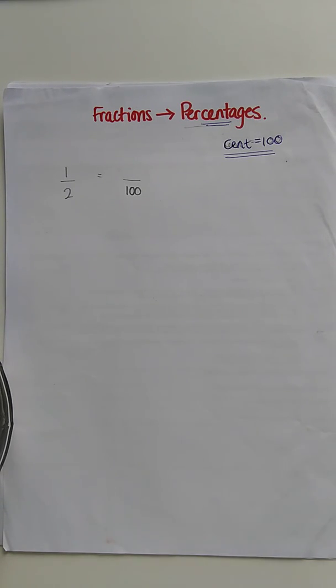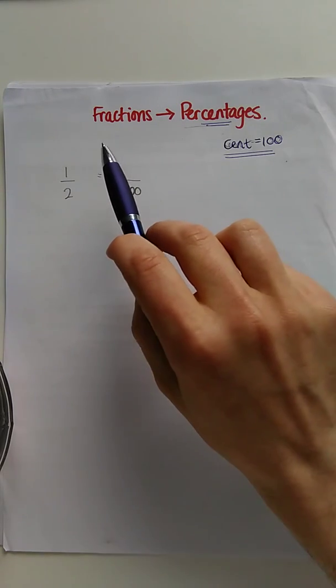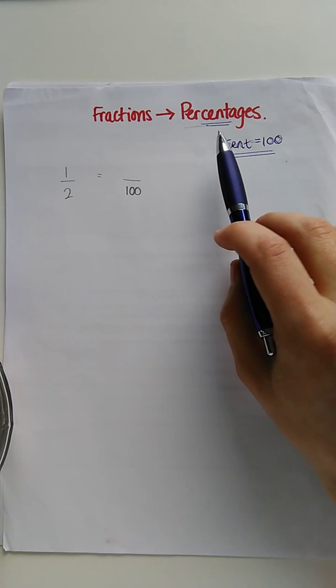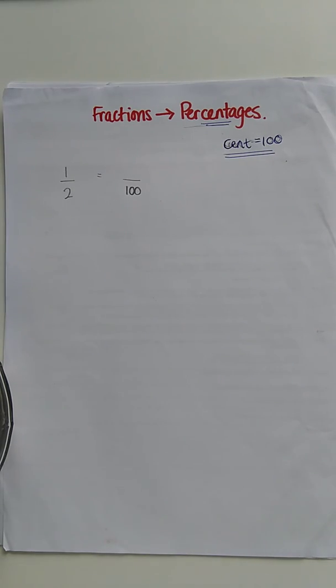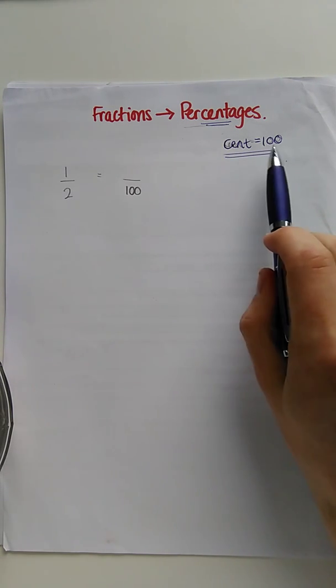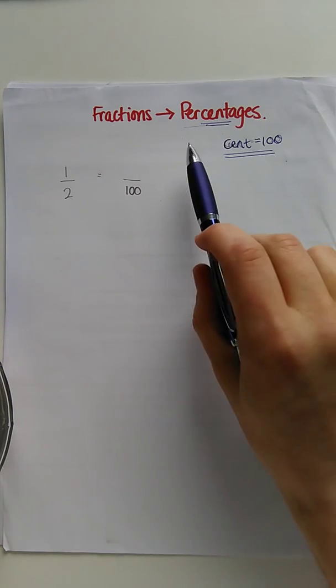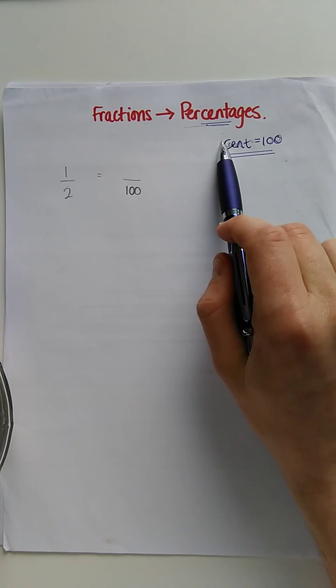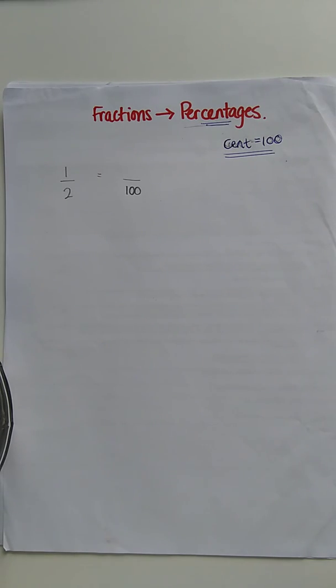This video is going to be a recap video of turning fractions into percentages. Now, when we think about the word percentages, we hear percent, and cent is French for 100. So what we actually mean is per 100, and that's how we're going to find our percentage.